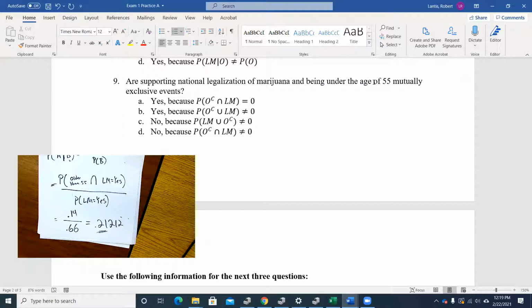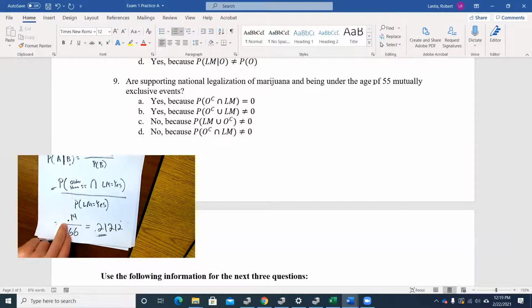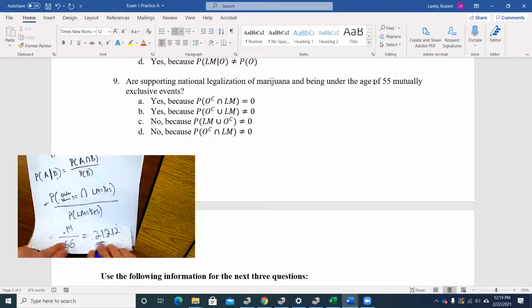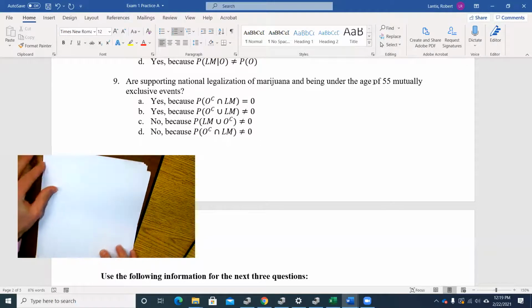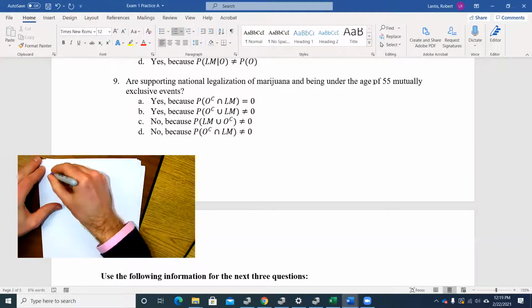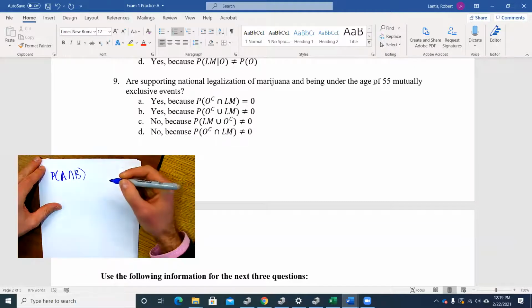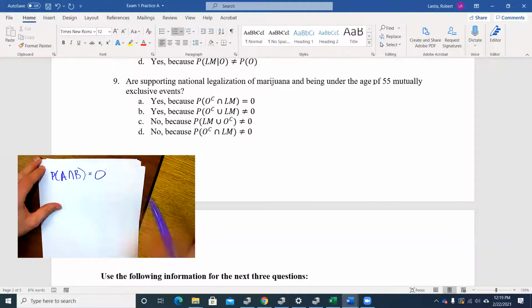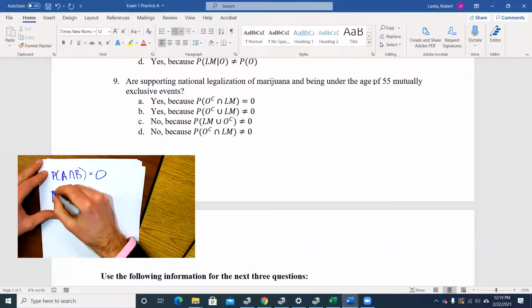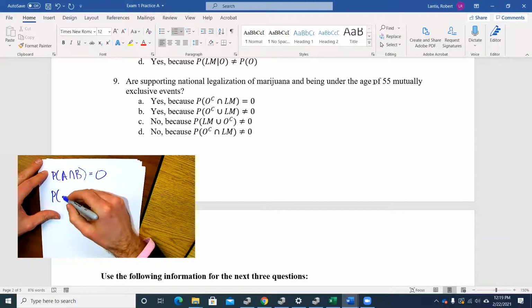Two things can't happen at the same time. The probability of seeing both of them happen at the same time would be never, which is a probability of 0, right? So what we know, thinking about the definition of mutually exclusive more generally, not in the context of this example, is that the probability of the two events, the intersection of those events, has to be equal to 0.